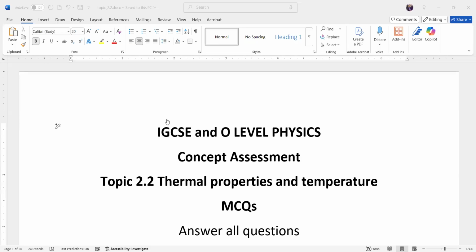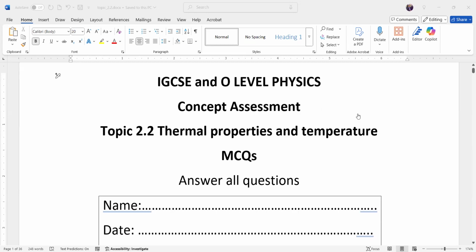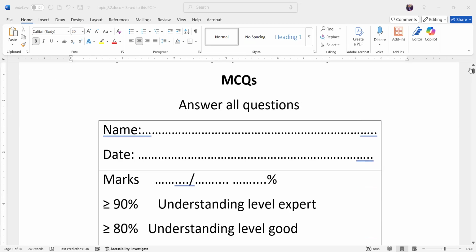So this exercise, the topic 2.2 question, is related to the thermal properties and the temperature. Everyone should participate. You will use the chat. The chat is open to answer the questions.